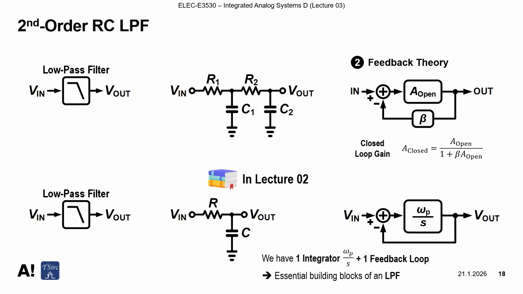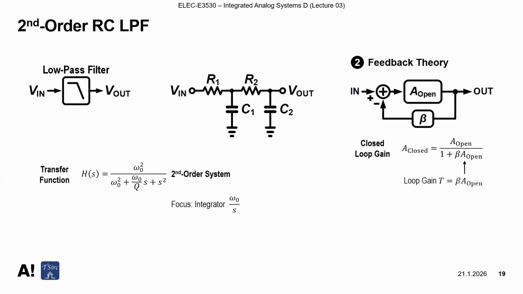Okay, so in lecture 2, we derived from the RC circuit to this feedback diagram, right? And we concluded that to build a low-pass filter, we need one integrator, omega p over s, and one feedback loop. Those are the essential building blocks of a low-pass filter.